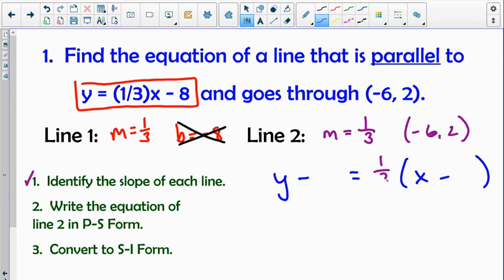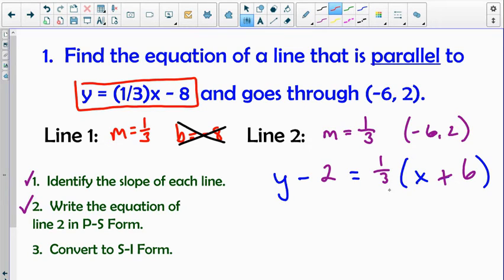Our slope goes after the equal sign. Our x coordinate goes inside the parentheses, remembering that a double negative here is going to change it to an addition sign, x plus 6. And then the y coordinate was 2. That's point-slope form. Done.